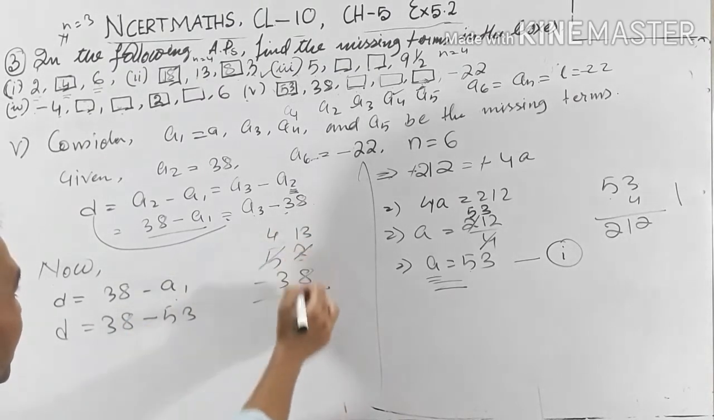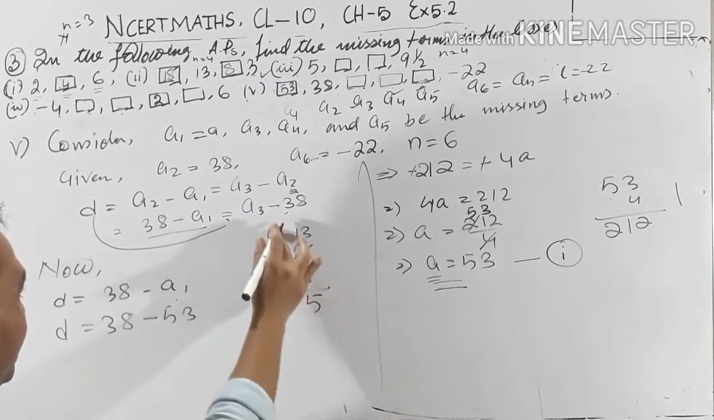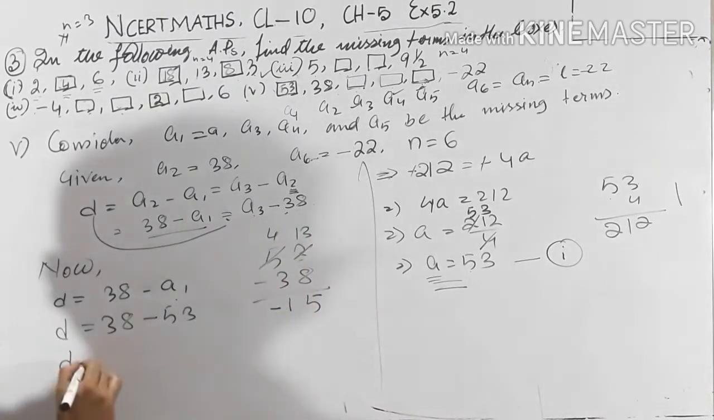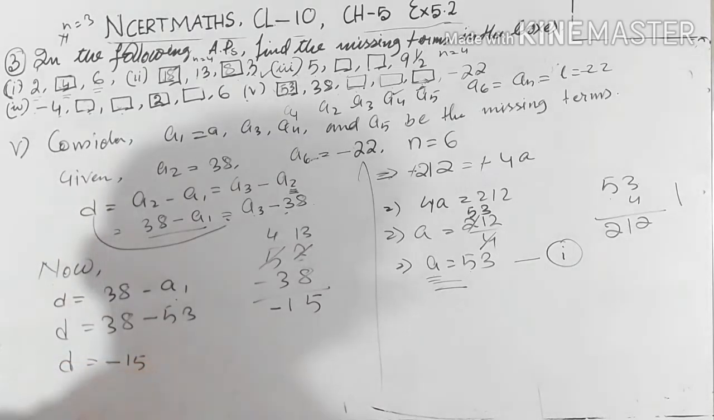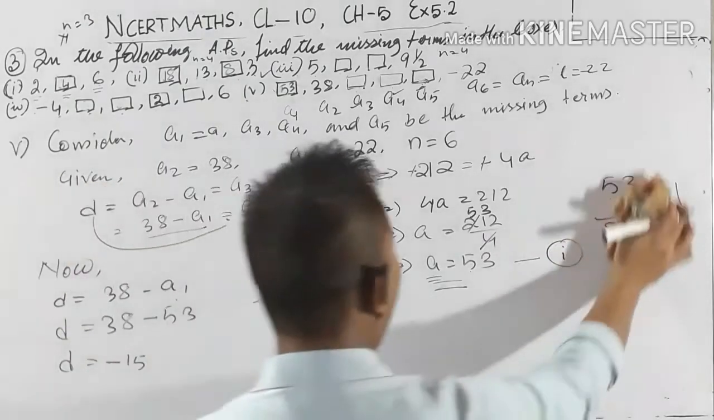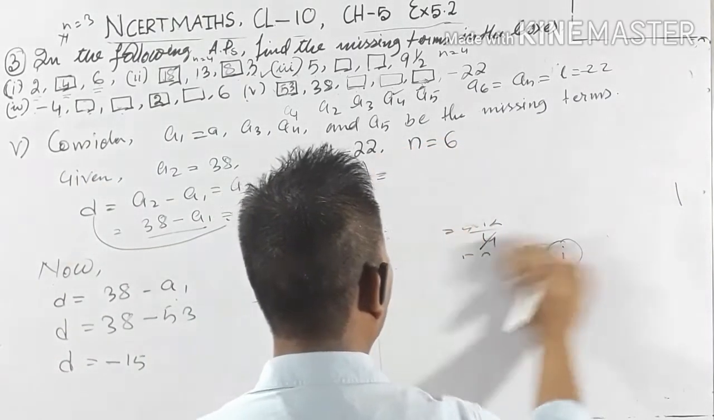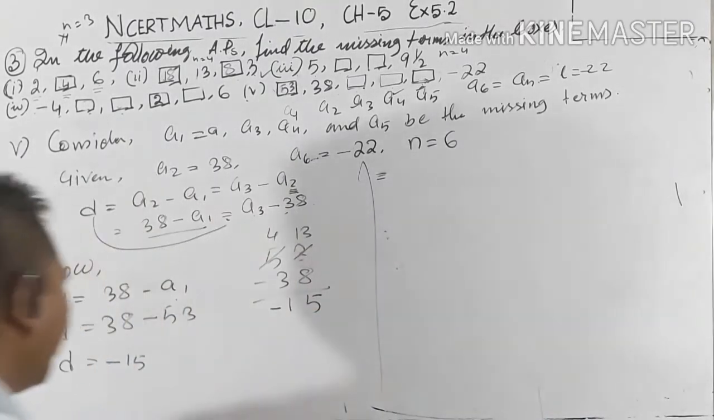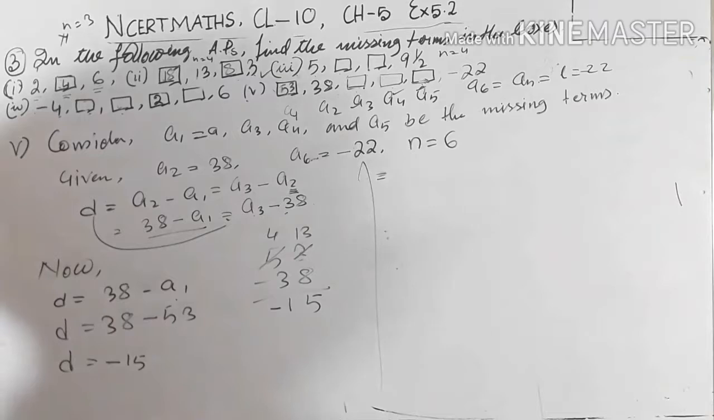So 13 minus 8, that is 5, and 4 minus 3, that is 1, so minus. So what is our common difference? That is minus 15, right? Okay. Next, what we can do? Now we'll substitute d equal to minus 15.